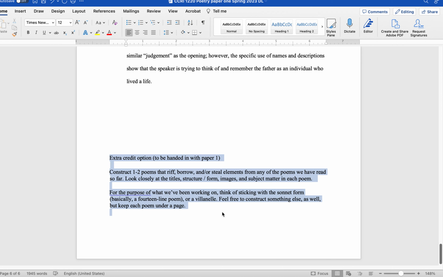I'm giving you all some extra credit here. If you want to do some extra credit, you hand this in alongside paper 1. You could just attach it, put it at the end or whatever. If you want to write some poems, construct 1 or 2 poems that riff, borrow, and or steal elements from any of the poems we have read so far. Look closely at the title, structures, form, images, and subject matter in each poem. For the purpose of what we've been working on, think of sticking with the sonnet form, basically a 14-line poem, or a villanelle. You can write something else as well if you want.